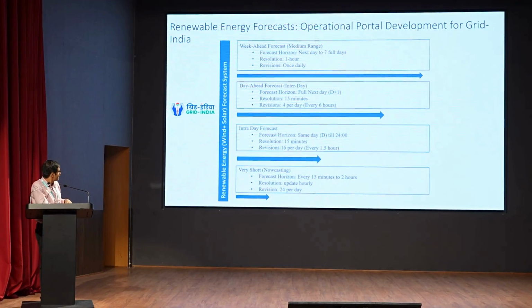So what they need is the forecast at different levels. For wind and solar, they need very short forecasting within a few hours. They need intraday forecasting within the day, how it will change, and everything has its different purpose. They need day ahead forecast for the next 3 days, and then week ahead forecast, that means medium range forecast up to 10 days. So these are the different forecasts they really needed, and they want us to develop their forecast system. So we started working on it.